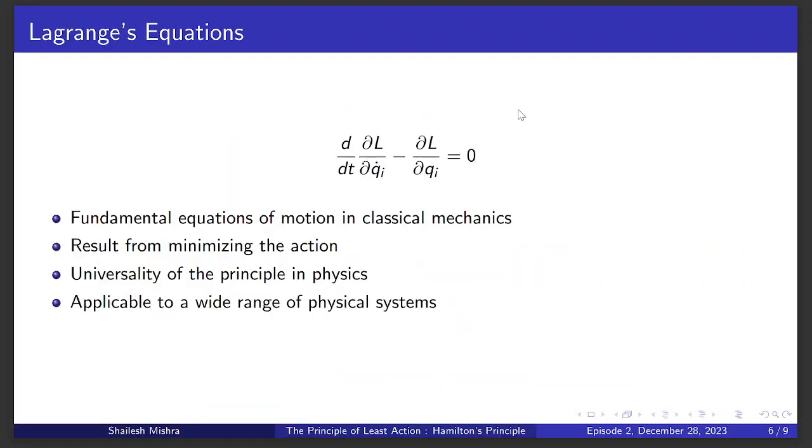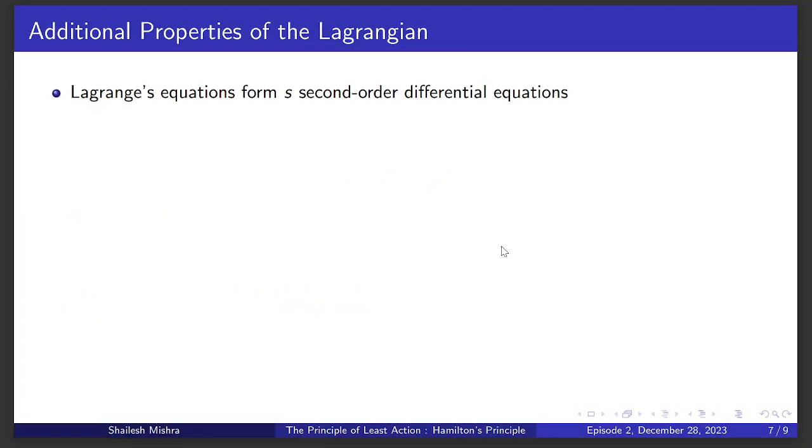The derivative with respect to t of the partial derivative of L with respect to q dot i, minus the partial derivative of L with respect to qi, equals 0. These equations form the backbone of classical mechanics, describing the system's motion. These equations are powerful. They show how the motion of a system is completely determined by its Lagrangian. The beauty of this principle is its universality. It applies to a vast range of physical systems.